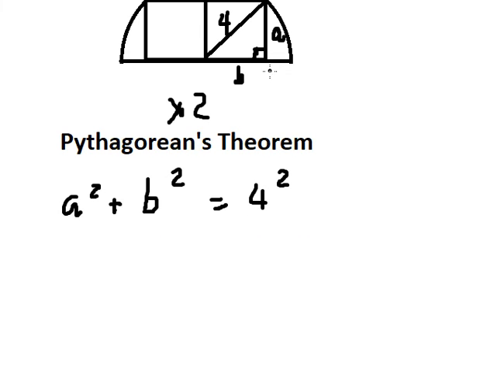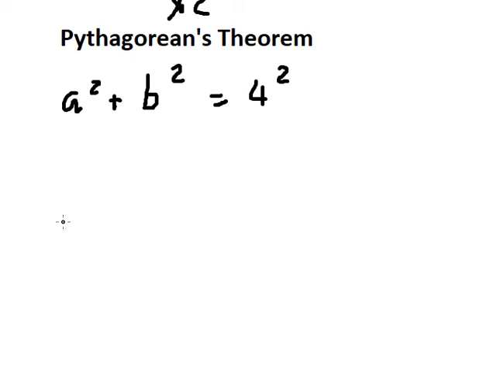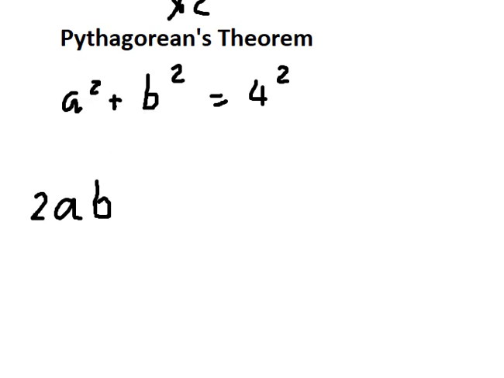So the area of this one should be a multiplied by b. Now we put number 2 here. And this is the area of the rectangle.